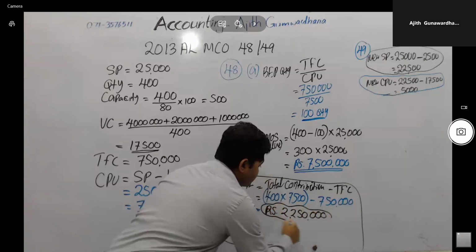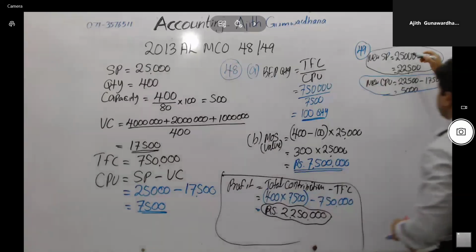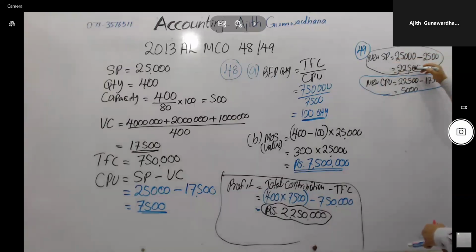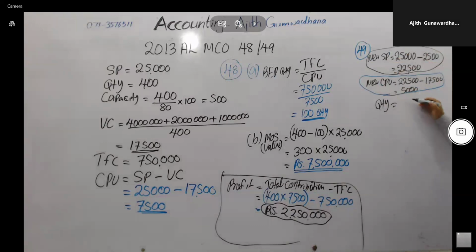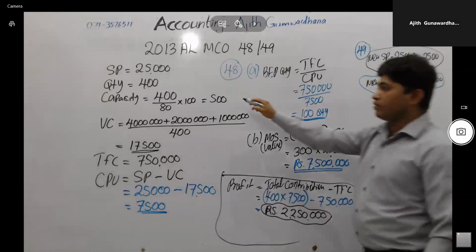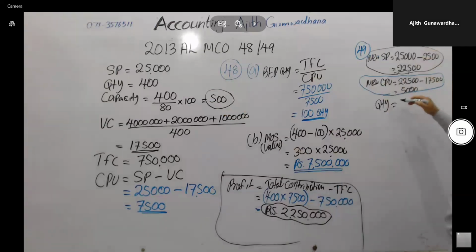Very important, this part. After the selling price is decreased by 10%, think new selling price, new contribution. And as a result, sales quantity increased to 90% of its capacity. Therefore, capacity equals 500. But as a result of the decrease in selling price, sales quantity increased to 90% of its capacity. Therefore, 90% of 500, sales quantity equals 450. This is the quantity.